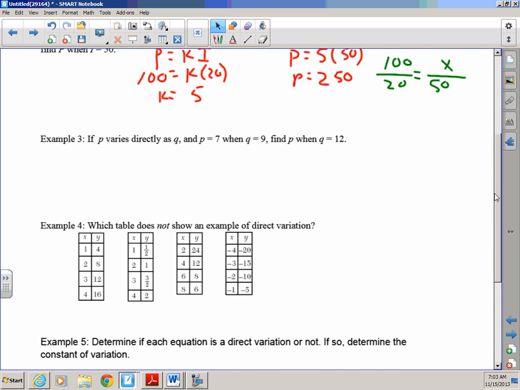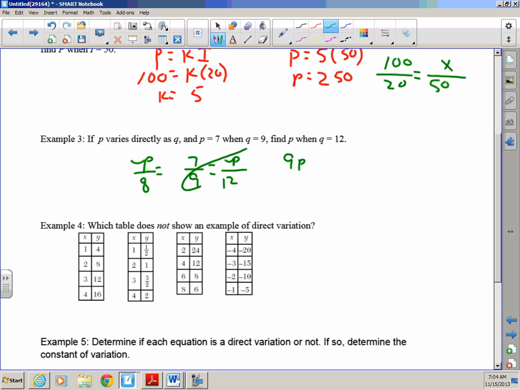Let's look at number 3. If p varies directly as q, and p equals 7 when q equals 9, find p when q equals 12. So, p varies directly with q. I can do that, which is 7 over 9 is equal to p over 12. How do you solve these? You cross multiply. 9p equals 84. So p is 9 and 1/3, or 9.3 repeating. Okay?